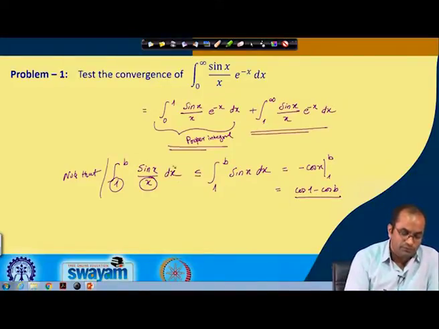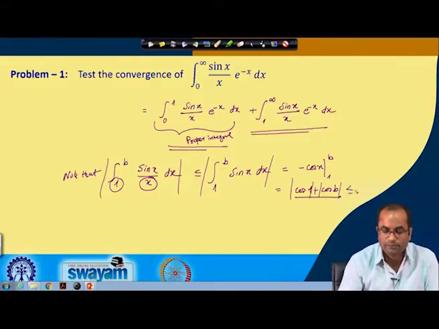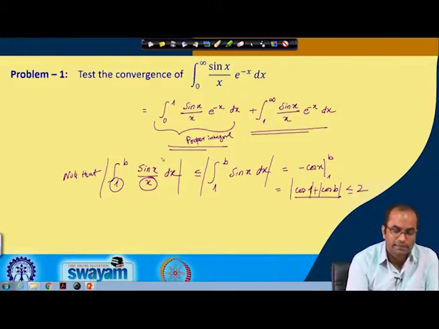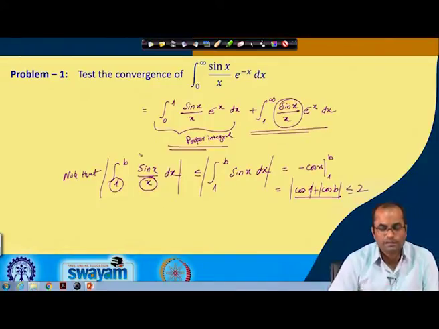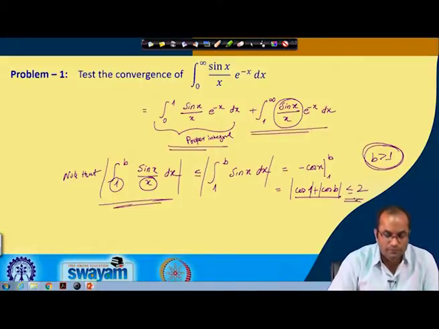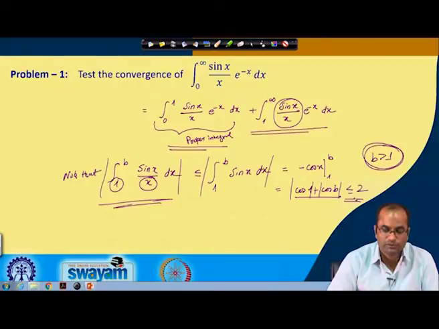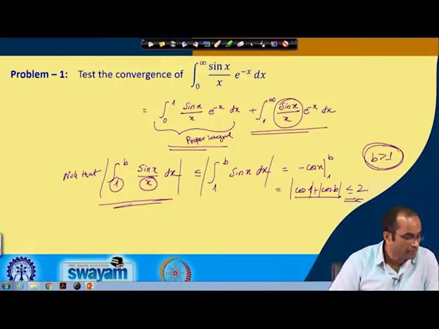So, the absolute value of these functions will again be bounded by 2. So, we can prove that this integral, sin x over x from 1 to b for any finite value of b greater than 1, is uniformly bounded, and this value is 2. So this integral is uniformly bounded by 2, and this exponential minus x function.